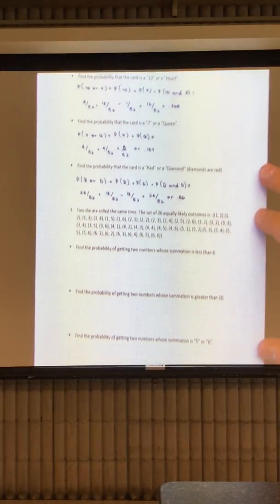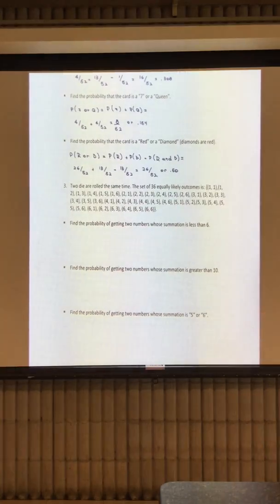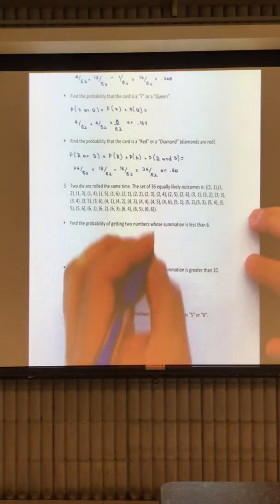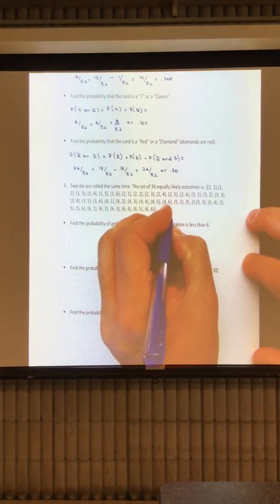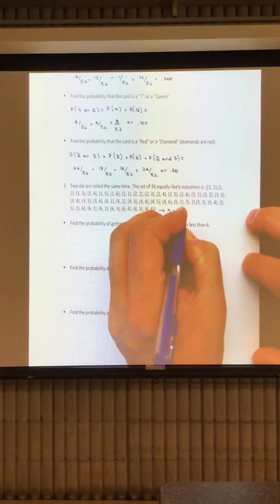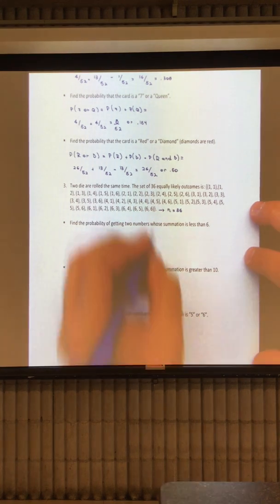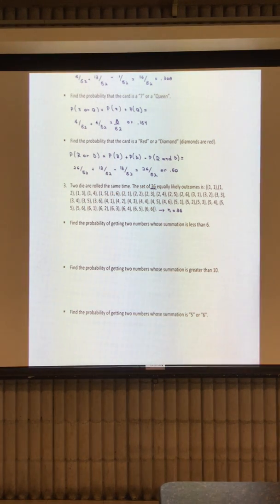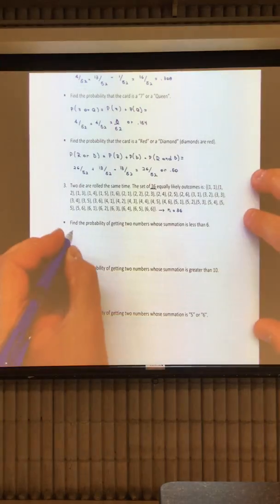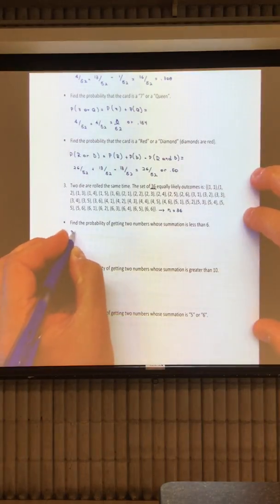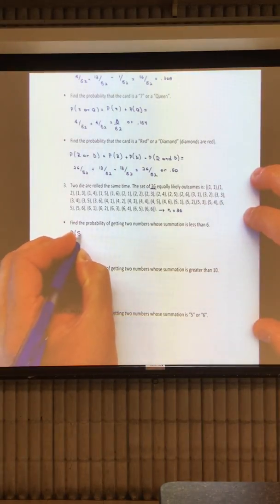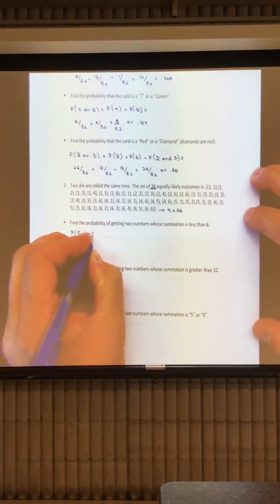Next problem, problem number 3. We have to work with dice. Don't forget that we have a total of 36 possible outcomes because we have 2 dice and we have the outcomes for this problem. So what is the probability to get two numbers whose summation is less than 6? So summation to be less than 6.